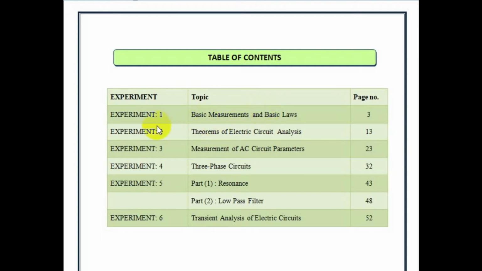The second experiment is theorems of electrical circuit analysis. What are the theorems? Most commonly we have the superposition theorem, Norton's, and maximum power transfer theorem, and the third part is AC circuit parameters, then three-phase, resonance, low pass and transient analysis.